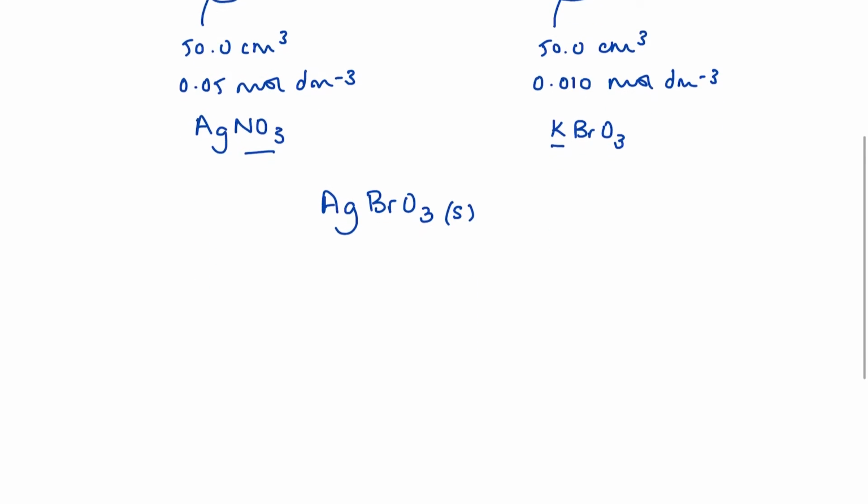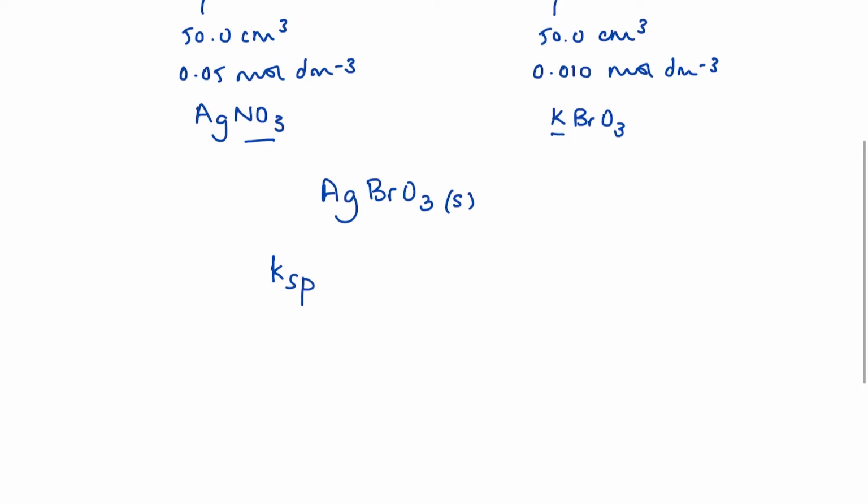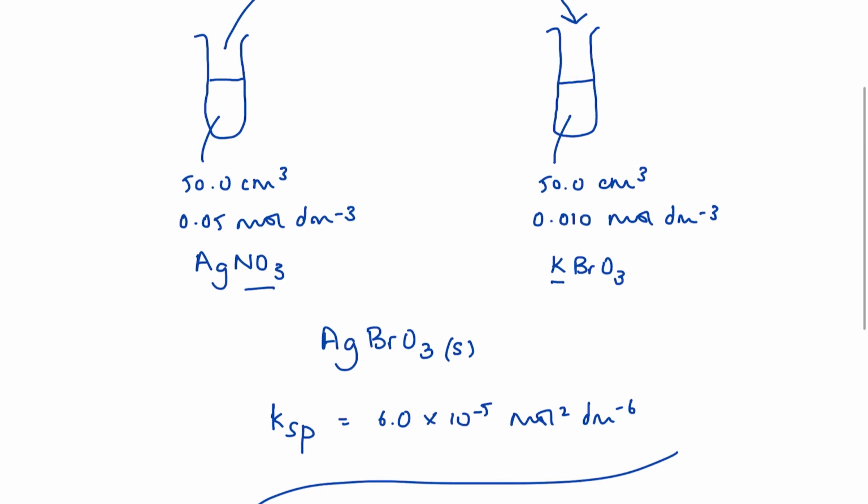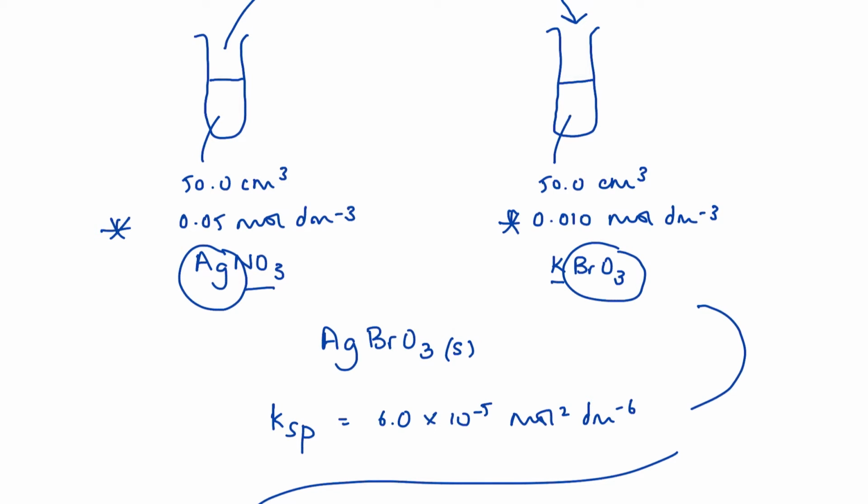So, KSP for silver bromate is 6.0 times 10 to the minus 5 mole squared dm to the minus 6. So if I mix these two solutions together, solution 1 and solution 2, and the product, or the sum of the concentrations of silver ions and bromate ions exceeds my solubility product, I will get a precipitate. If it doesn't, I won't.